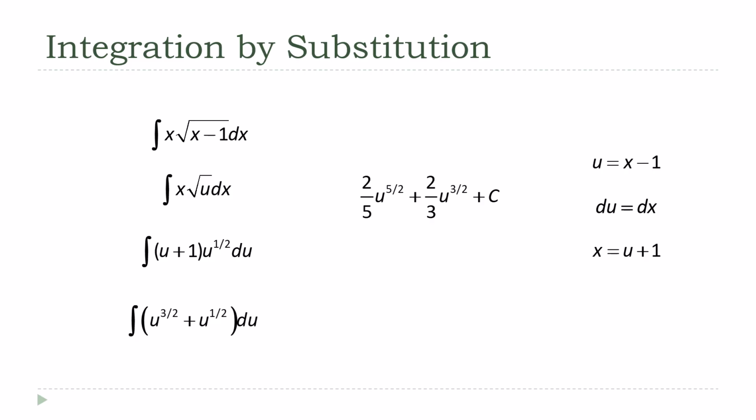And now I just have to go back to x's. I'm going to replace the u's with x minus 1. And this becomes 2/5 (x minus 1) to the 5/2 plus 2/3 (x minus 1) to the 3/2 plus a constant. Definitely not what I think anybody might have expected. That's a really strange result, that the integral of a product should end up being a sum like this. That's kind of unusual. But if you're doubtful, remember you can always check your work here. If you differentiate that expression, you should end up back with x times the square root of x minus 1.